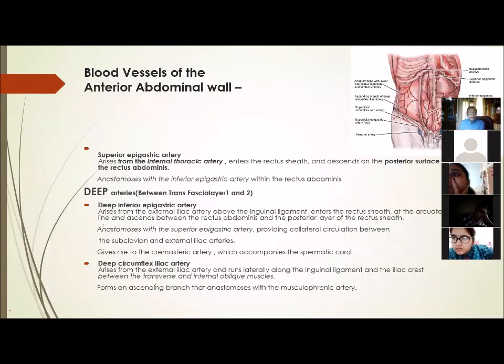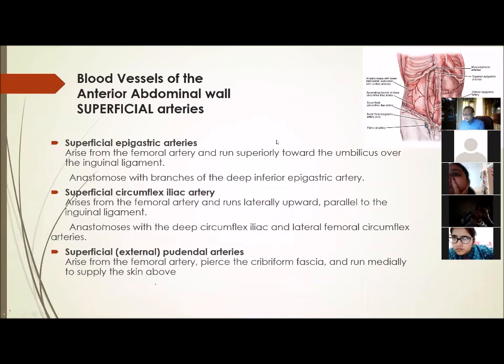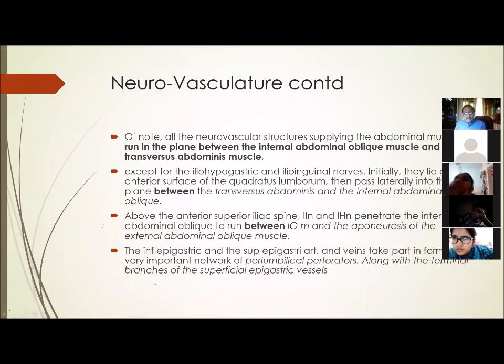Okay. Now, the blood vessels of the anterior wall, the superficial, we just now talked about these superficial vessels. Now, what about the neurovascular structures? All the neurovascular structures supplying the abdominal muscle, we just now talked about that, lying in between the internal oblique muscle and transversus abdominis muscle, right? We just now talked about that, where we can easily do the dissection when we want to do a transverse abdominis flap, right? But what about the nerve?